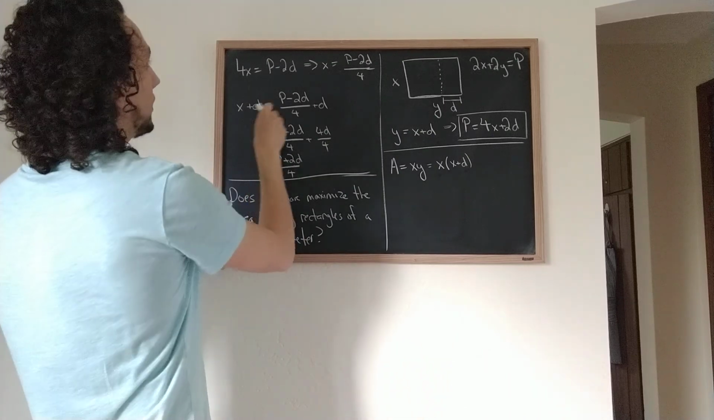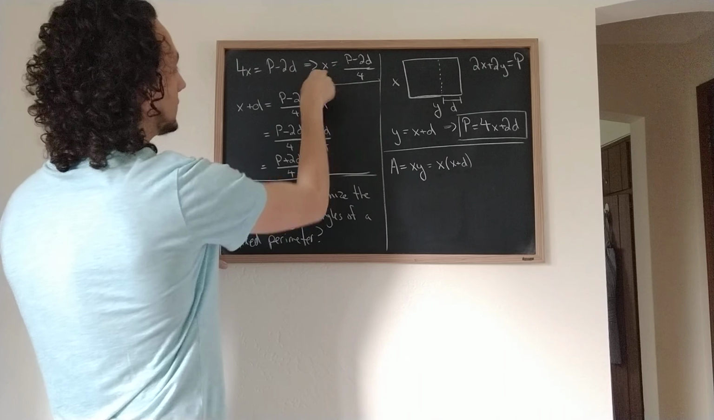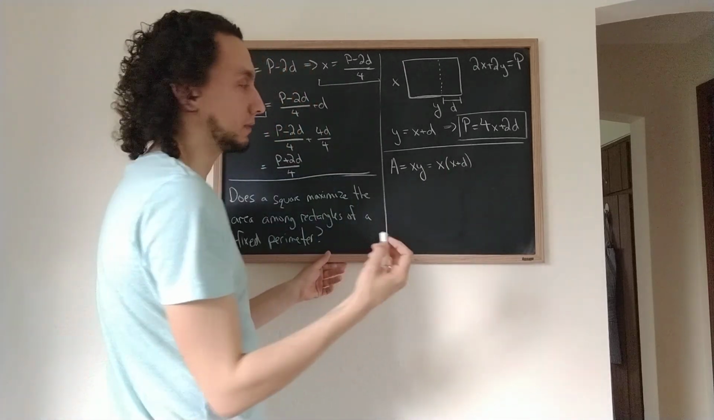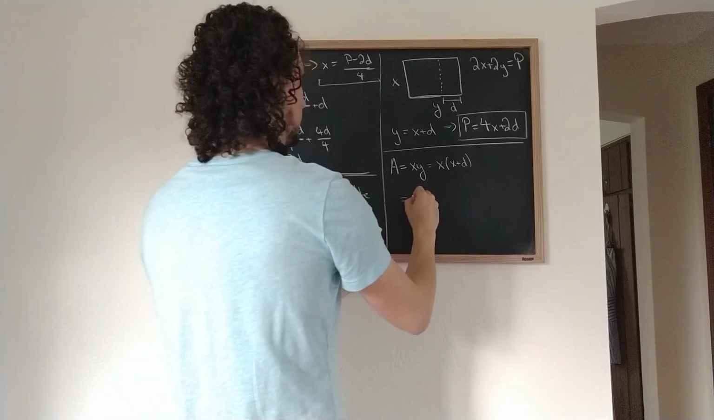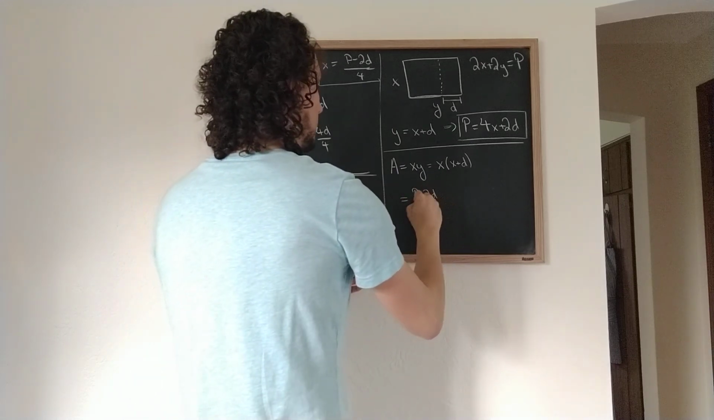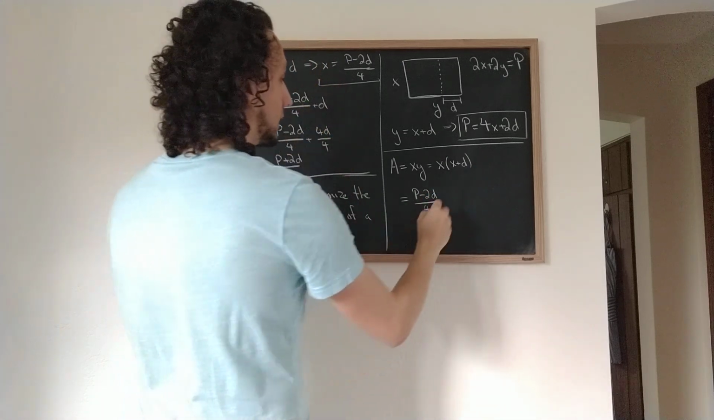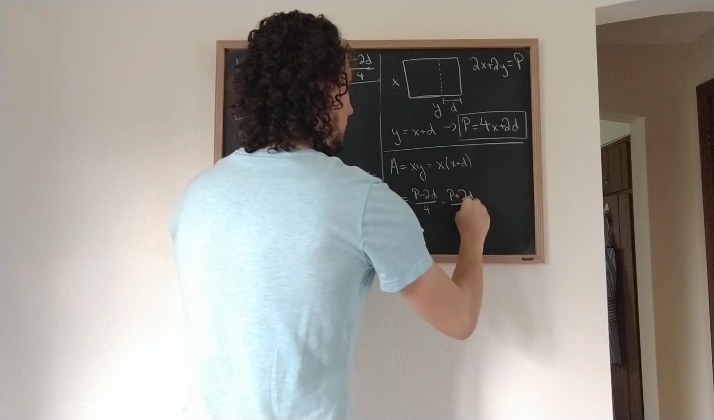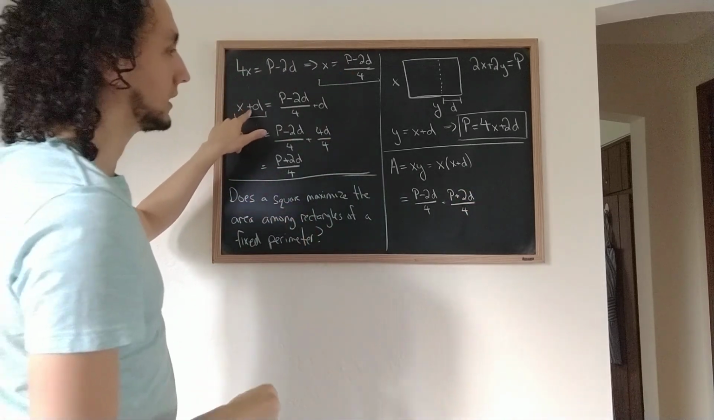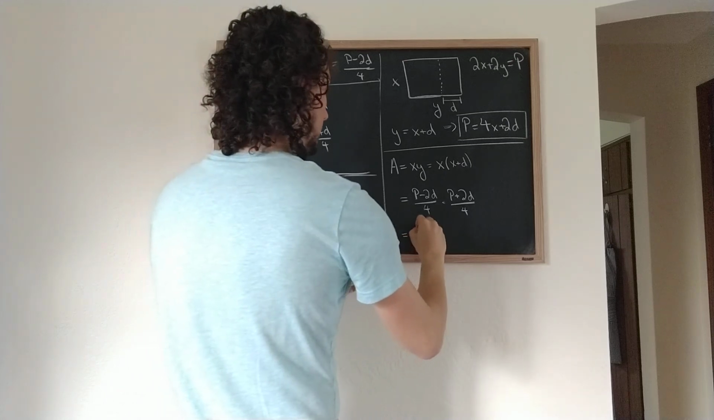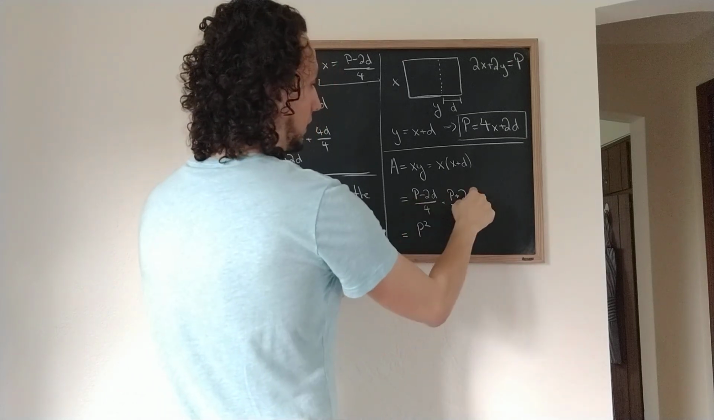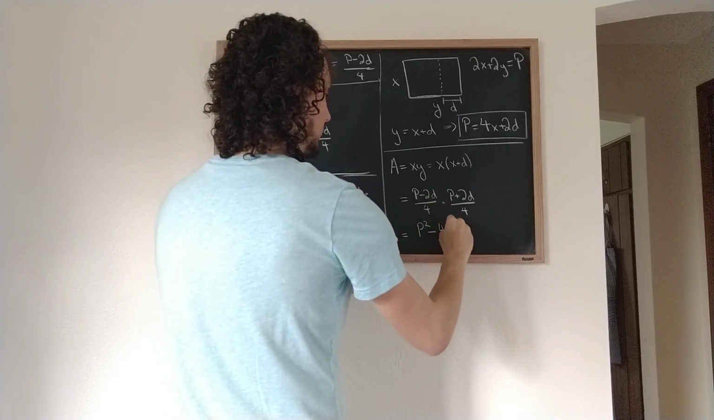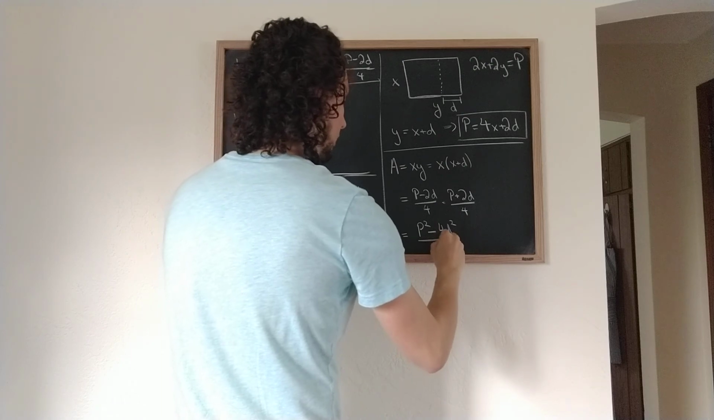So let's put this together. We have an expression for x. We have an expression for x plus d. And we know that the area is the product of those two things. So the area is equal to (p minus 2d) over 4, that's x, times (p plus 2d) over 4, that's x plus d, which is equal to p squared plus 2pd minus 2pd, so those cancel, minus 4d squared, over 16.